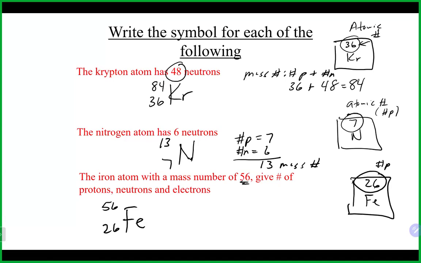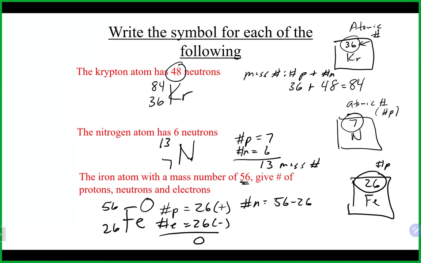It also wanted protons, electrons, and neutrons, so number of protons in this case would be 26. It is neutral, right? So the number of electrons should also be 26, gives you 0. Now, what about neutrons? Neutrons should be 56 minus 26, mass number minus the atomic number, which gets us 30 in this particular case. Any questions on that one there?